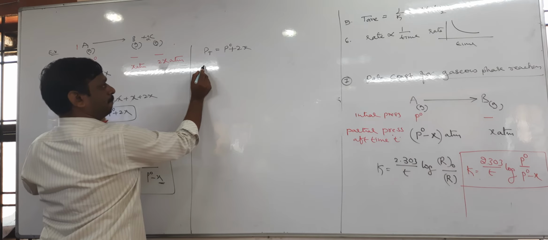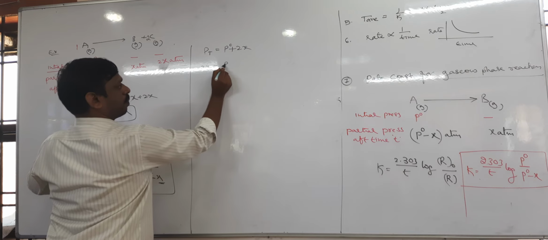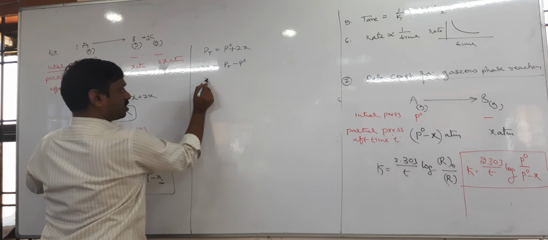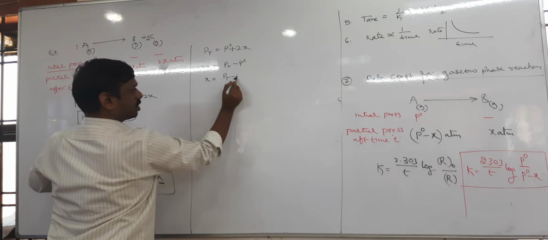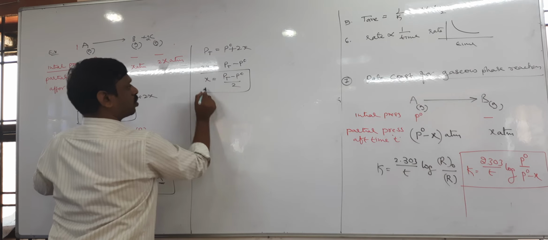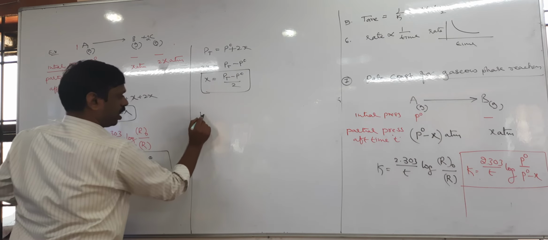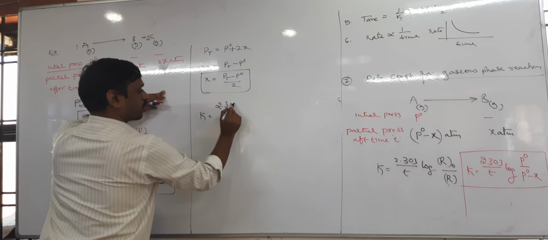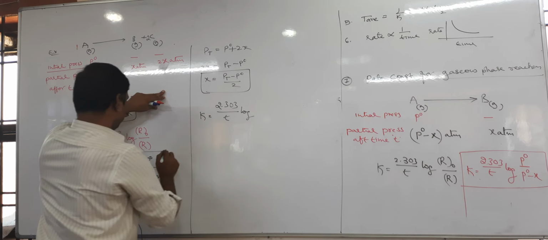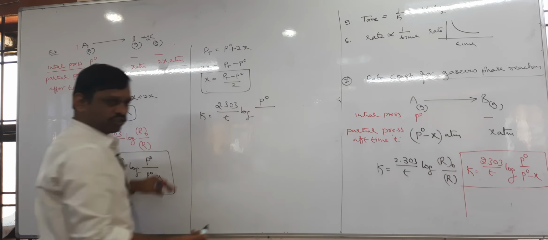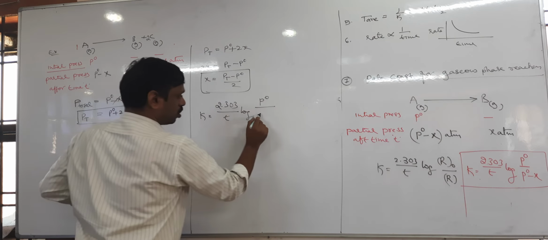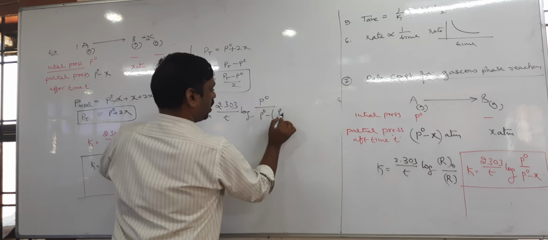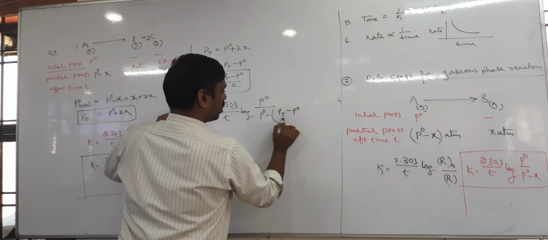We know that P total is equal to P naught plus 2x. Then 2x equals P total minus P naught, so x equals P total minus P naught by 2. It means K equals 2.303 by T log P naught, let it be as it is, initial pressure, divided by P naught minus, in place of x you can write P total minus P naught by 2.